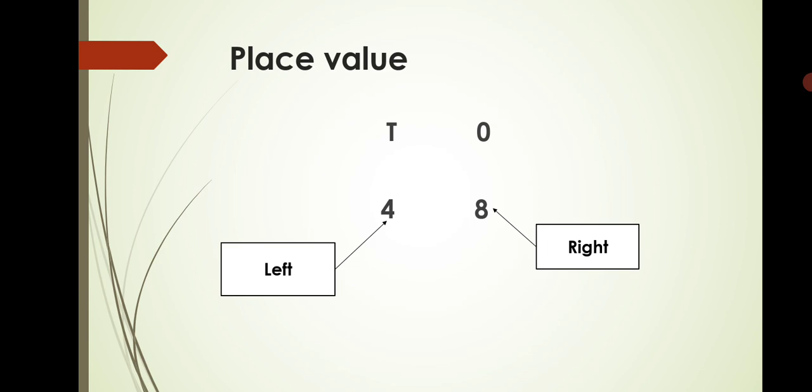Place value. The T is for tens and O is for ones. If you have a number like 48, the right side number is always the ones and the left side number is always the tens. So in this number 48, the 8 is the ones and 4 is the tens.